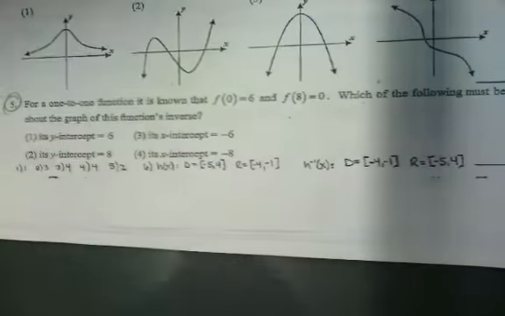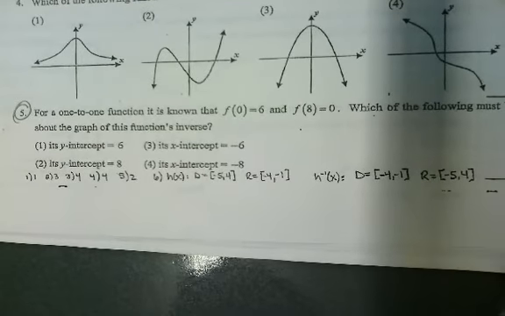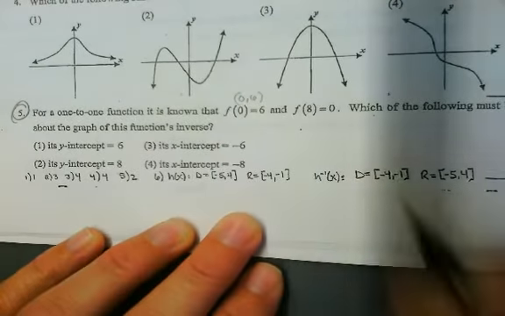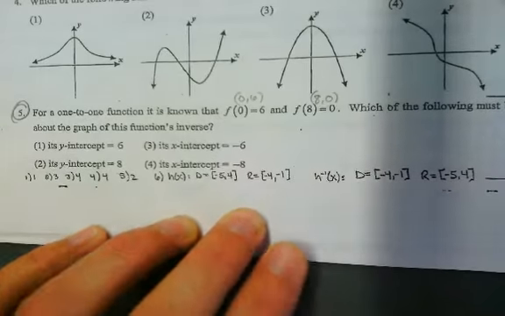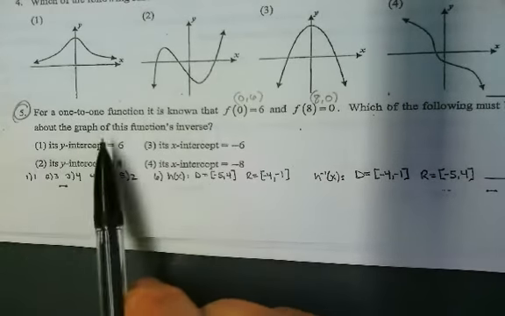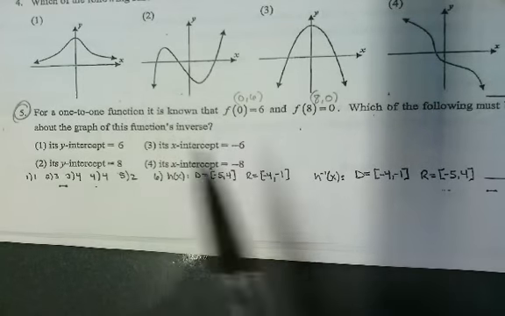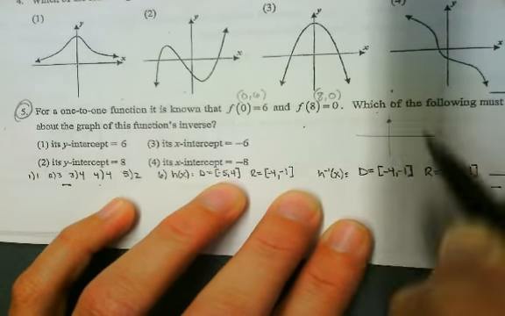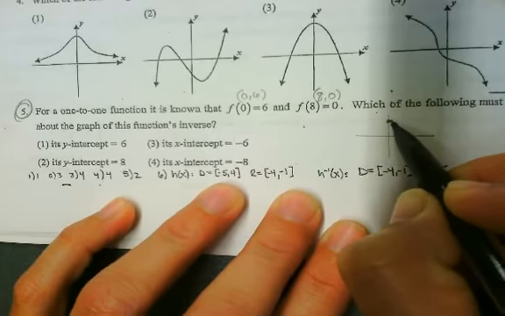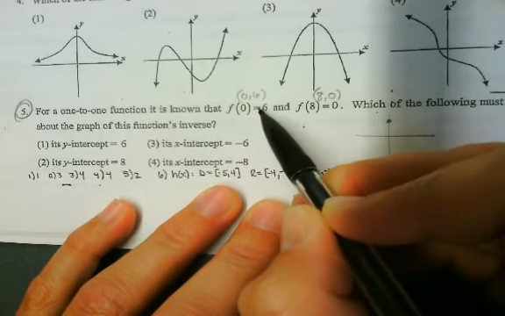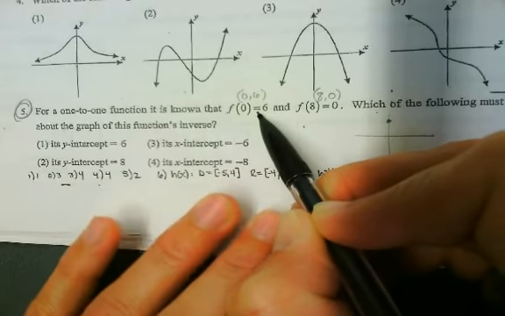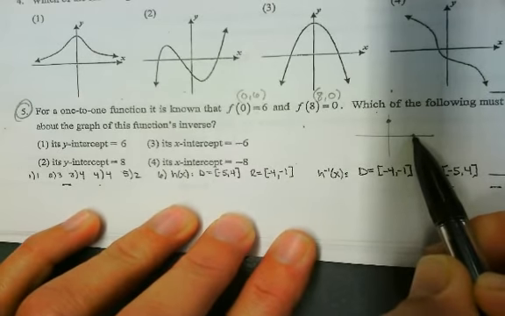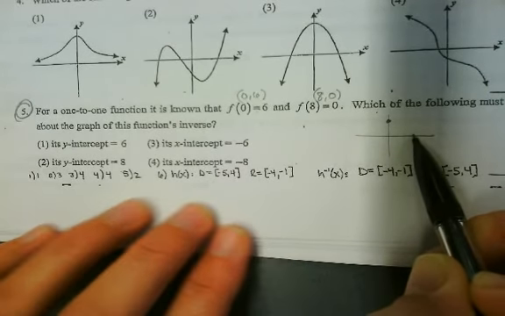In 5, for a 1-to-1 function, so that's when no x's repeat themselves and no y's, we have (0, 6) is a point, and (8, 0) is a point. Which of the following must be true about the graph of this function's inverse? Now think about on the original function, (0, 6) is the y-intercept. If that's the y-intercept of the original, it's going to become the x-intercept of the inverse, because (0, 6) is going to become (6, 0). So the x-intercept is 6, which is not an option.